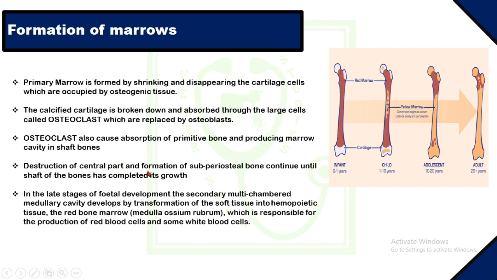Destruction of the central part and formation of subperiosteal bone continue until the shaft of the bone has completed its growth. In the late stage of fetal development, the secondary multi-chambered medullary cavity develops by the transformation of soft tissue into a hemopoietic tissue, the red bone marrow, which is responsible for the production of blood cells such as WBCs, RBCs and platelets. In this picture, the brownish color shows the bone marrow where the blood cells are formed.